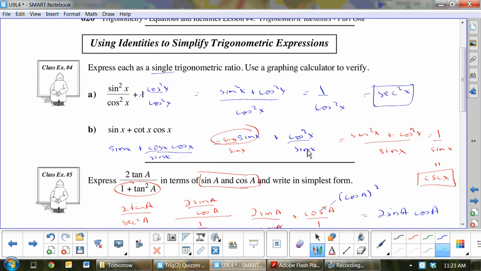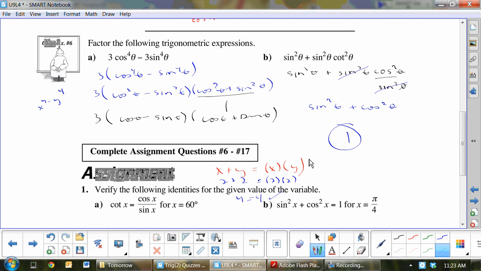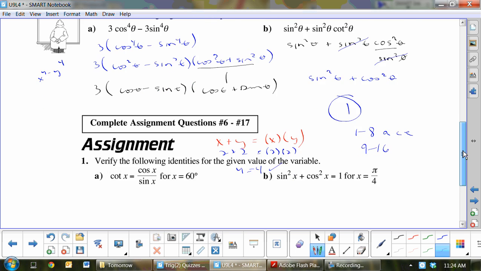Okay, so today will, I'm sure, be challenging for you. Have your formula sheet out. Keep looking at it. Okay, remember sine squared theta plus cos squared theta equals 1. We used it 4 times in the notes alone. So we're doing 1 to 8, A, C, and E, and 9 to 16. Okay, you have lots of time. Get stuck on anything, you know where I am.